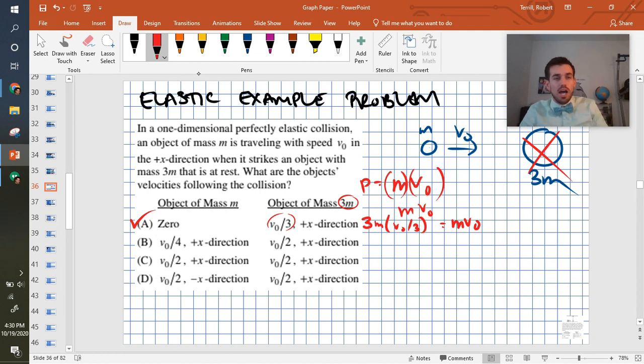Our next problem, this one here, we have a total of v naught over 4 for this object. And then this object here would be 3m times v naught over 2. So that would be a total of v naught over 4, or sorry, m v naught over 4, my mistake, m v naught over 4 plus 3m v naught over 2, which would be 6. This works out to be 7 m v naught over 4, which is not right. This one does not work. It doesn't have the right momentum at the end that it should have had at the beginning.